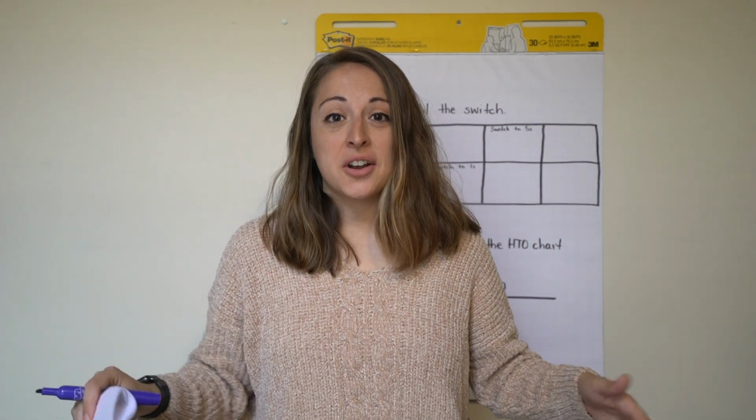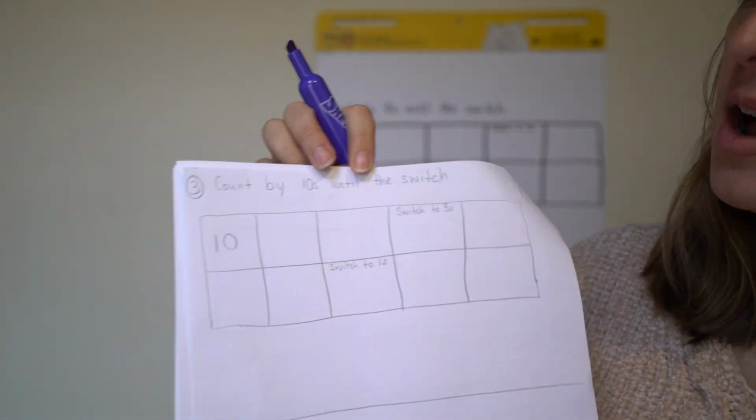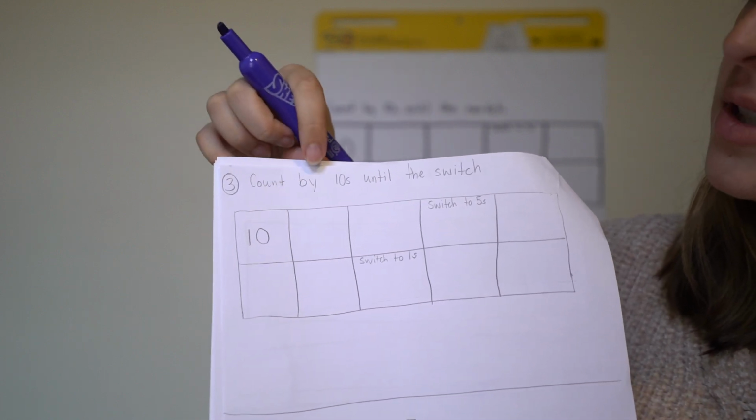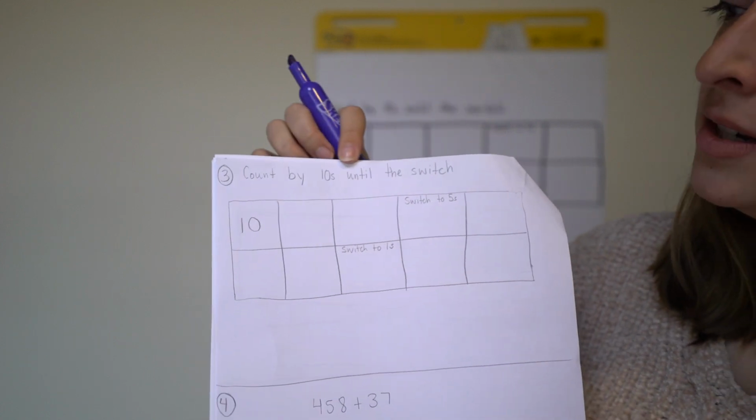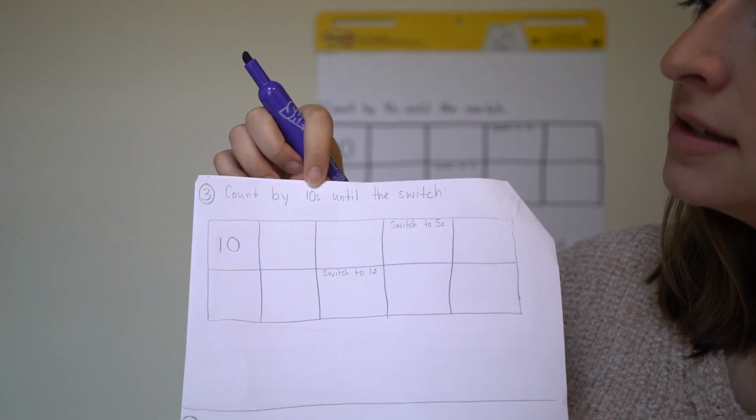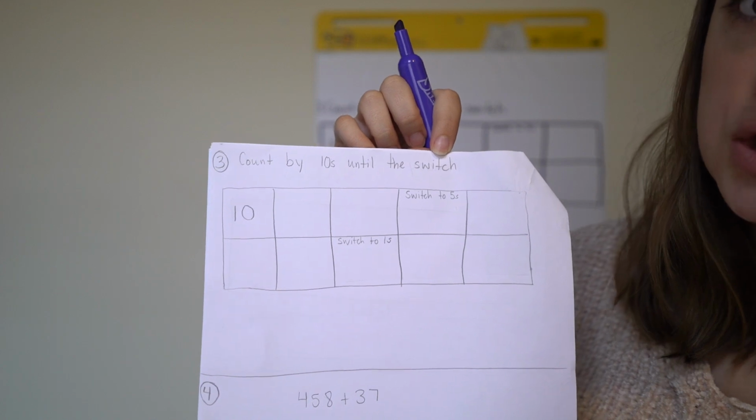Okay, so we're gonna get started on number 3. This one's gonna take a little bit longer to do because this is a new problem. We're just going to do some switch counting. So at the top, you're gonna write out the whole direction. So you're saying count by tens until the switch. So make sure you write that at the top. Count by tens until the switch.